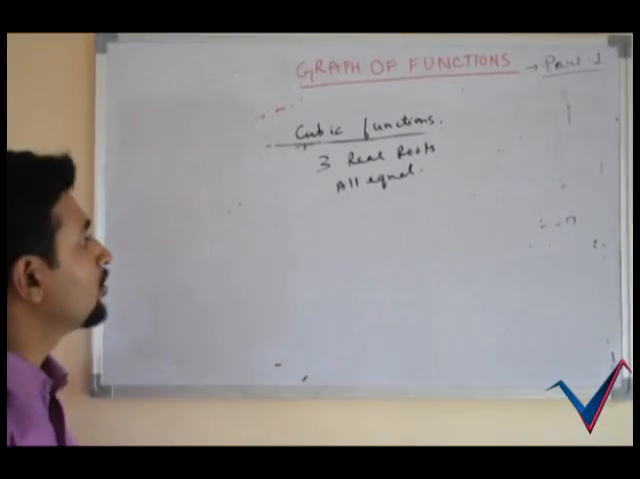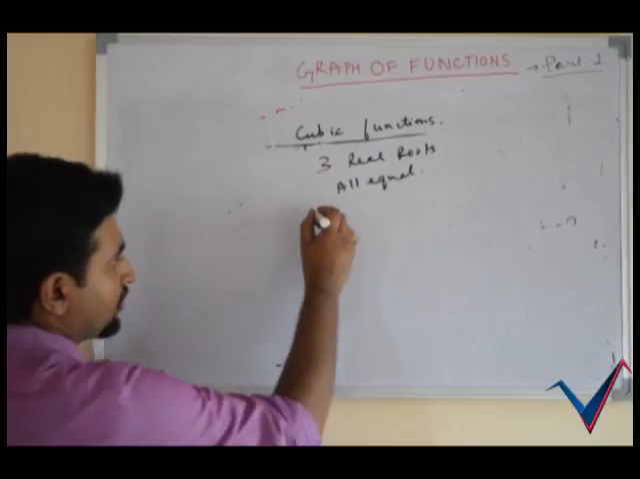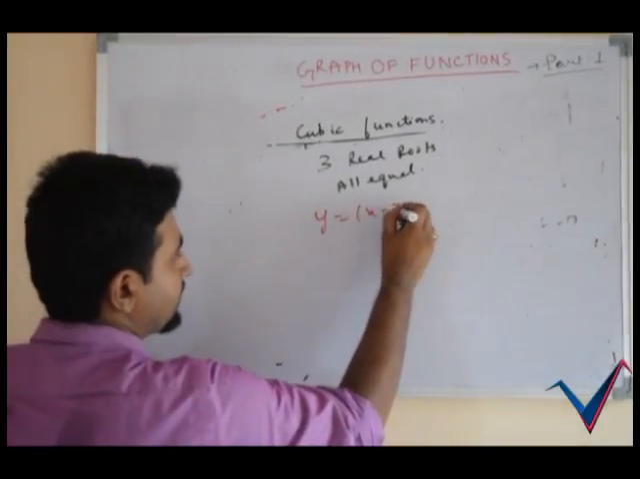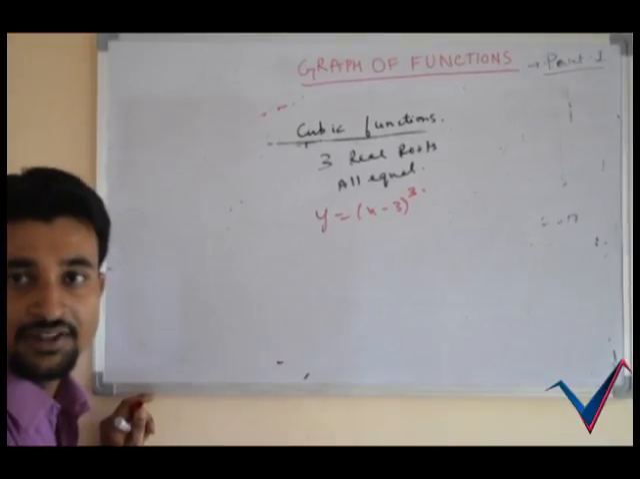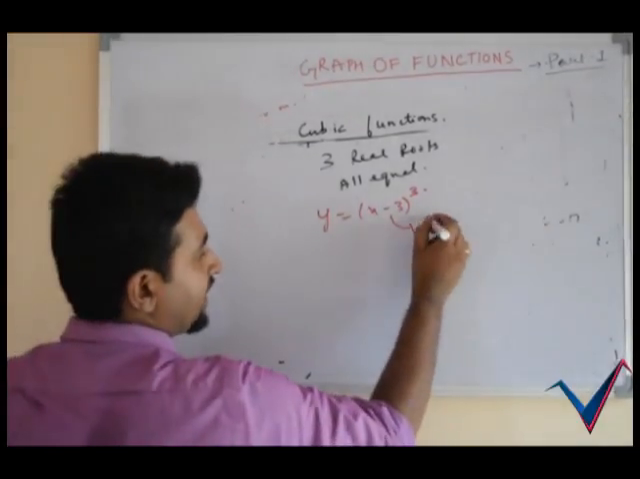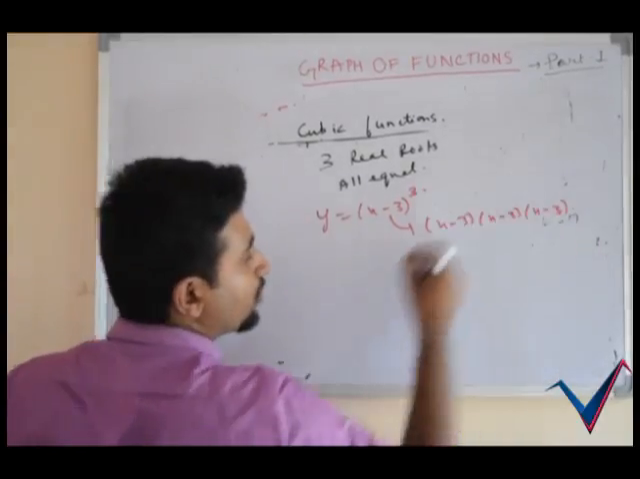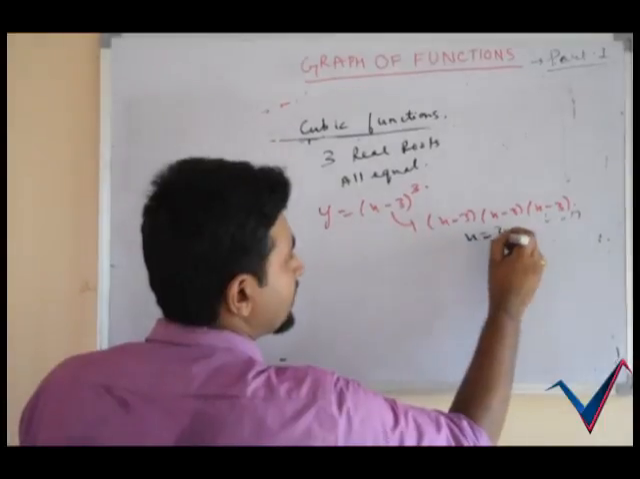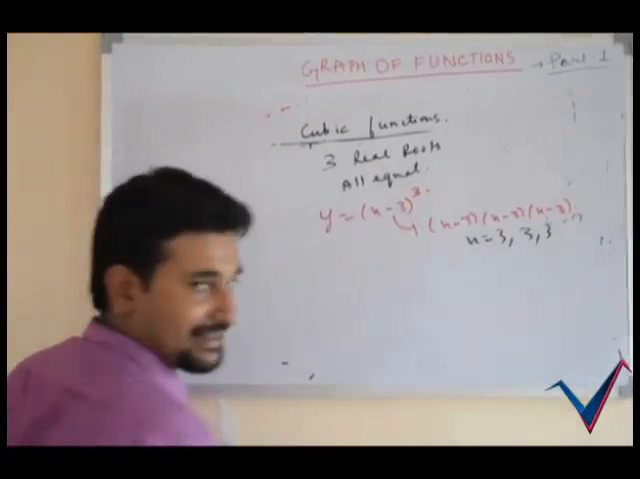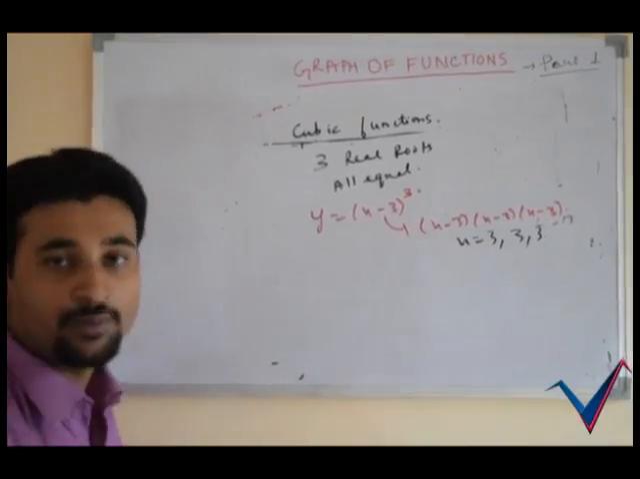So how will the function look when it has 3 roots and all are equal? Suppose it is of the form y equal to (x minus 3) cubed. We can write it as (x minus 3)(x minus 3)(x minus 3). When you equate it to 0, what will you get as roots? You would simply get x equal to 3, 3 and 3. So the roots would be simply 3, 3, 3, all being equal.